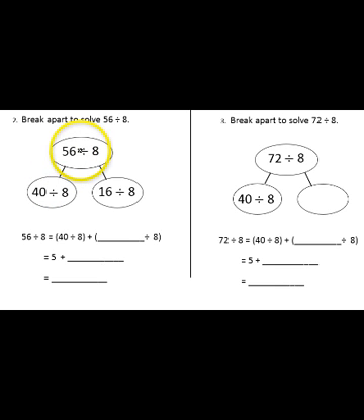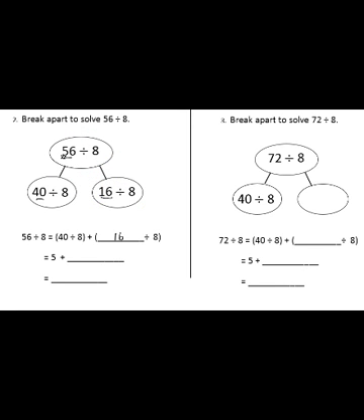So the first problem is 56 divided by 8. I can break my 56 apart into 2 numbers that I know can be divided by 8. We'll start with the 40 because I know 8 times 5 is 40. That means that the other part of the number bond is 16. 40 and 16 is the same as 56. Instead of doing 56 divided by 8, then I just need to do 40 divided by 8 and 16 divided by 8. I'll write that down below.